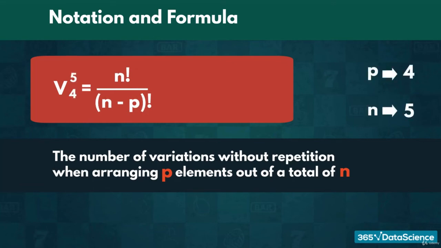Applying this formula to our example, the total number of variations without repetition would be equal to 5 factorial over 1 factorial. Using the properties we introduced in the bonus lecture about factorials, this is equal to 2 times 3 times 4 times 5, which equals 120.